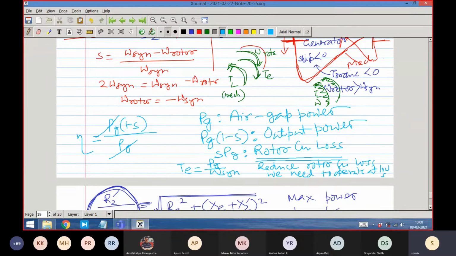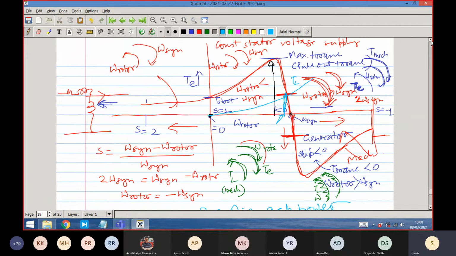So what is good for efficiency? Good for efficiency is that S is as low as possible, but it cannot be 0. 0 means that we are not producing any torque. So given that situation, we have to choose an operating point which doesn't correspond to very high torque. We should not be tempted to go for it. Only torque is not the objective.